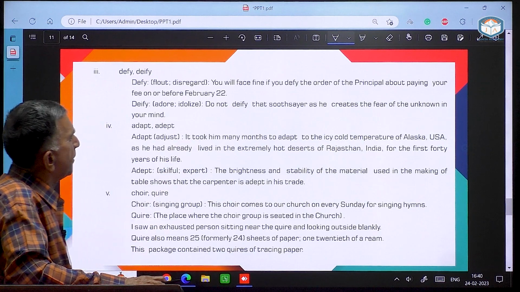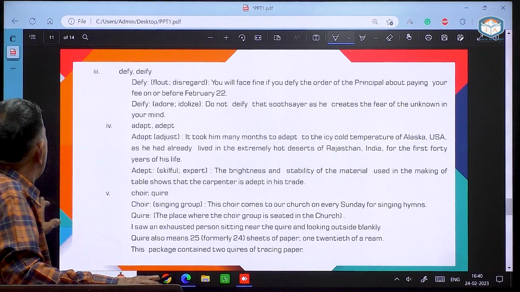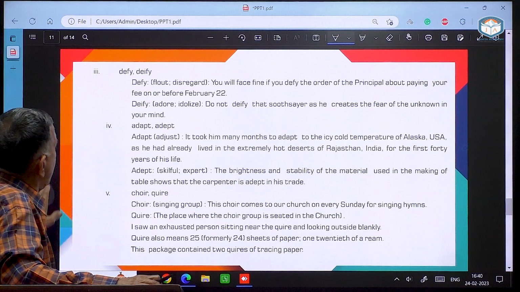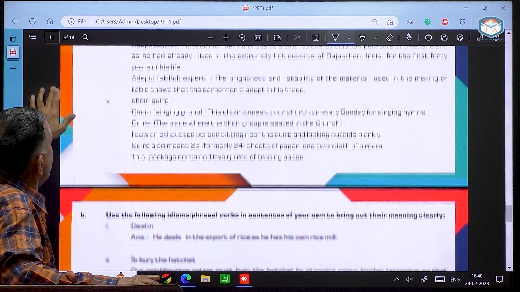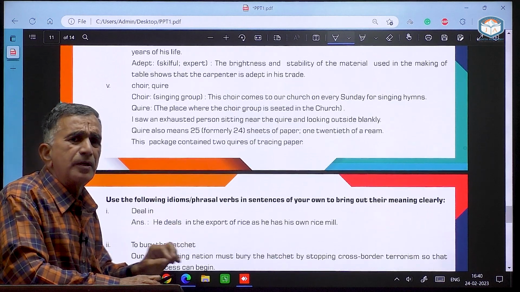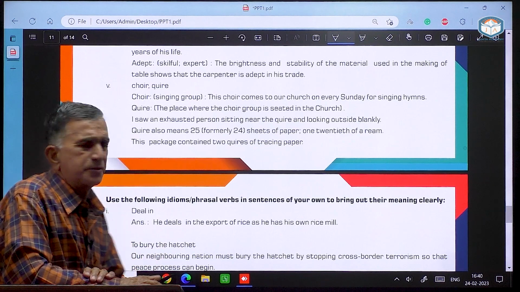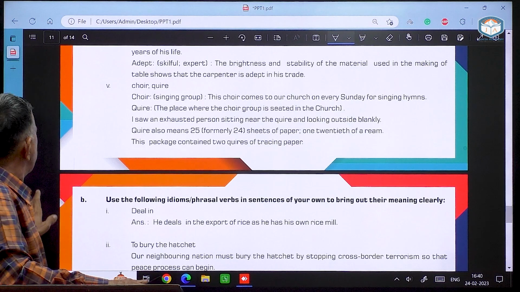You will face a fine if you defy the order about paying the fee. And defy. Adopt, adapt, choir. The meaning of words in these sentences is clear from the reading of sentences. That is the main point.